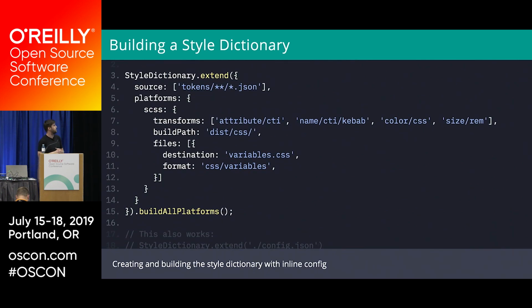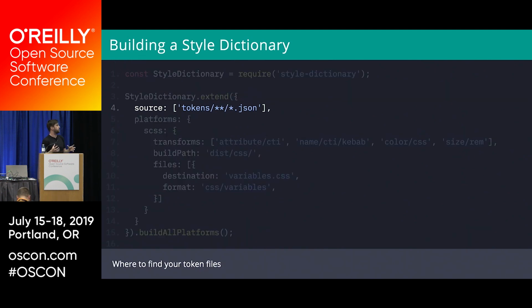And then we define the configuration. It just takes a configuration object and tells Style Dictionary what we're trying to do with it. So the first part of the configuration is to give it a source. This tells Style Dictionary where to find all of your token files, and Style Dictionary will take them and merge them all together. So you have one big dictionary object to build from.